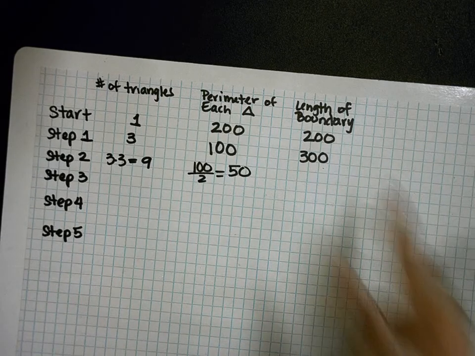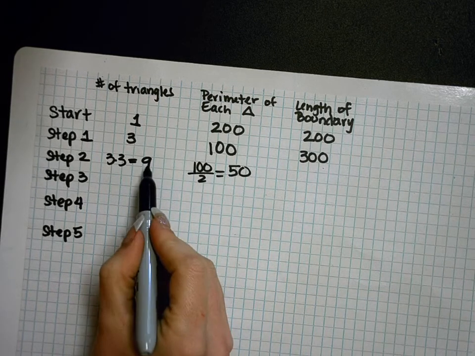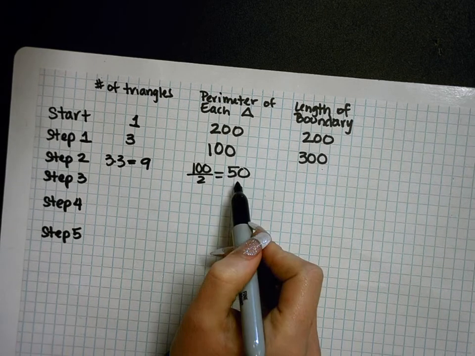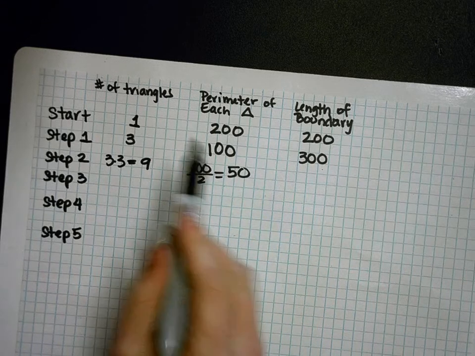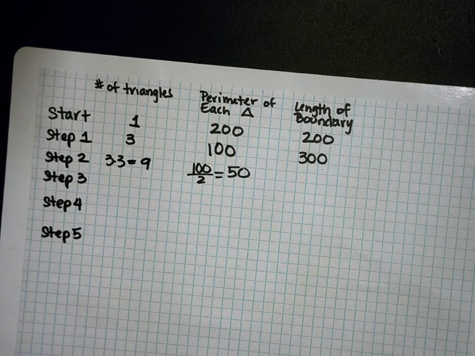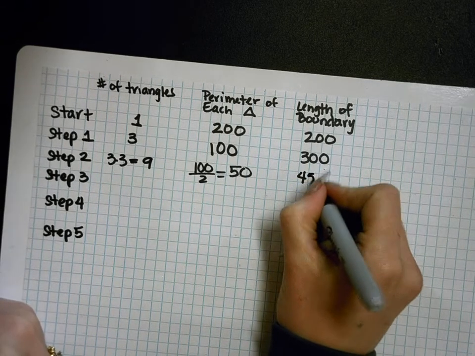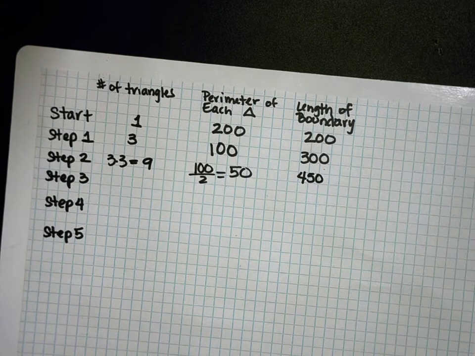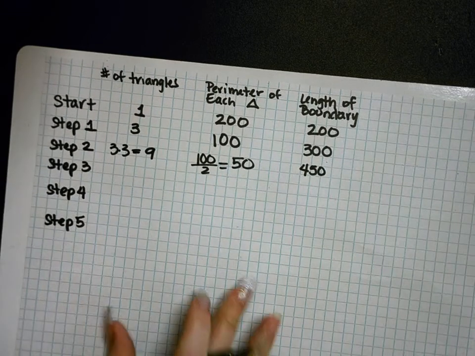Now, the length of the boundary: we have 9 triangles. They each have a perimeter of 50. So what we're going to do is go 9 times 50, and that's going to give us the length of the boundary. When we go 9 times 50, what we end up with is 450. So then we're going to move on to step 3.